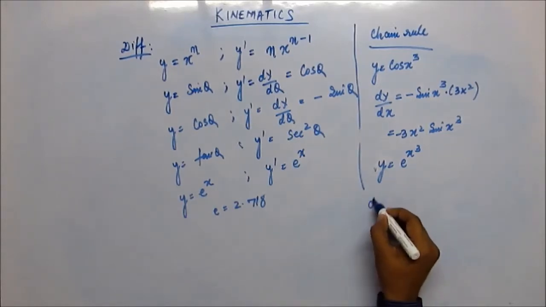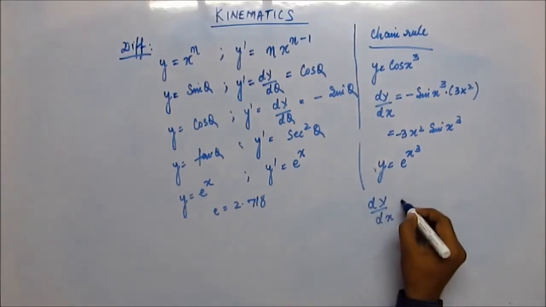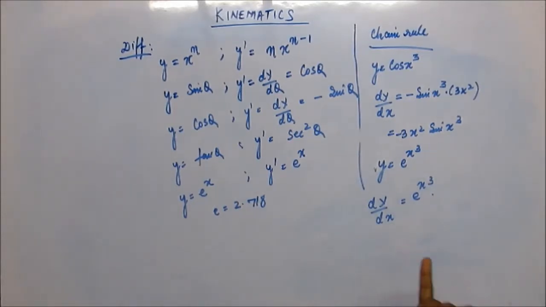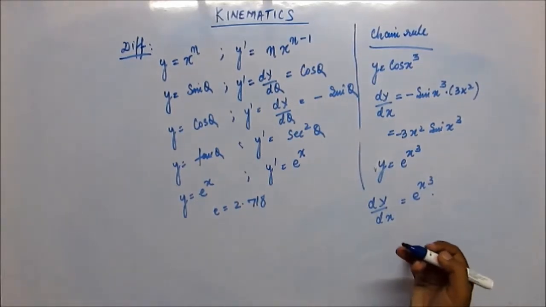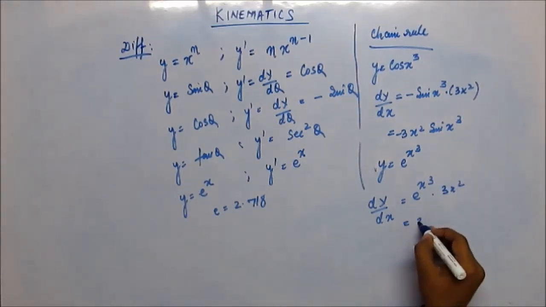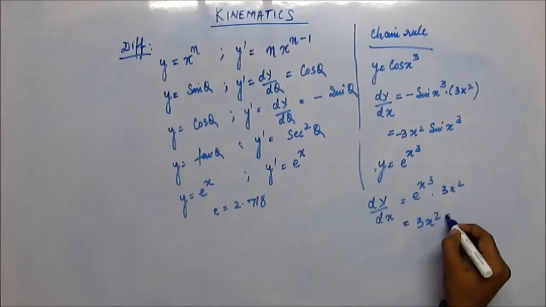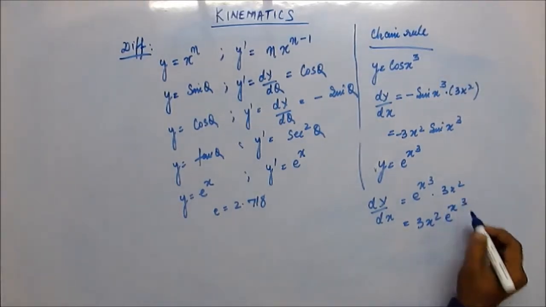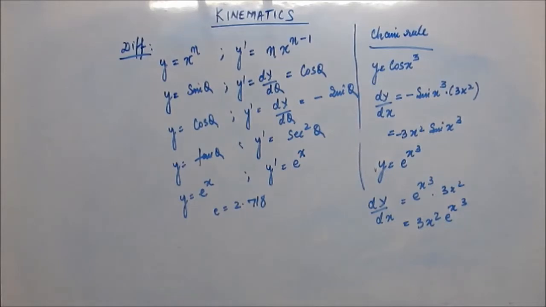So e to the power something, just write e to the power something and then multiply the result by the differentiation of that something. That something is x cube, differentiation of x cube is 3x square. So the result is 3x square into e to the power x cube. This is the differentiation. Just learn the differentiation.